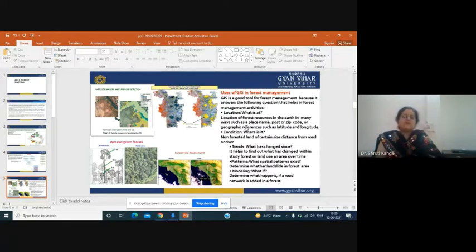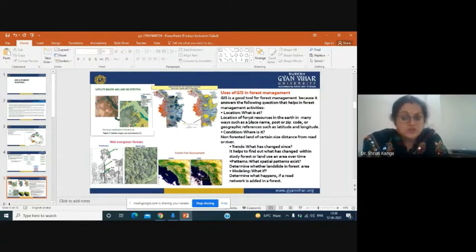If you see, GIS is a good tool for forest management because it answers the following questions that help in forest management activities. Like, what is the location of a particular forest? Whether it is increasing or decreasing. If we know the areas where the forest is degrading, we can focus on these areas. So these locations we are able to know with the help of these geospatial techniques.